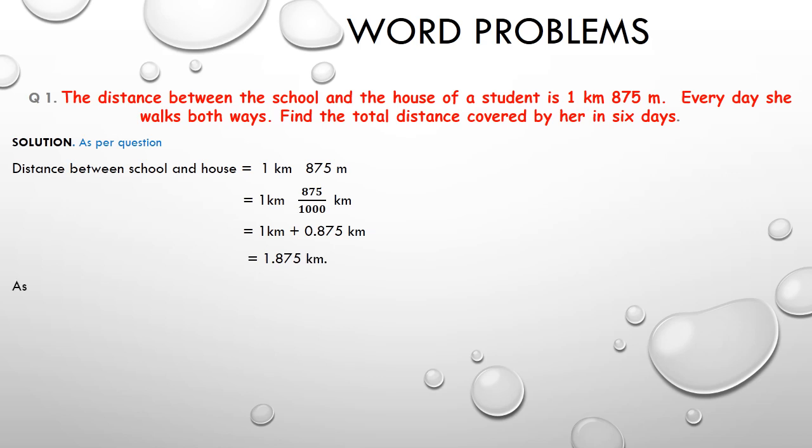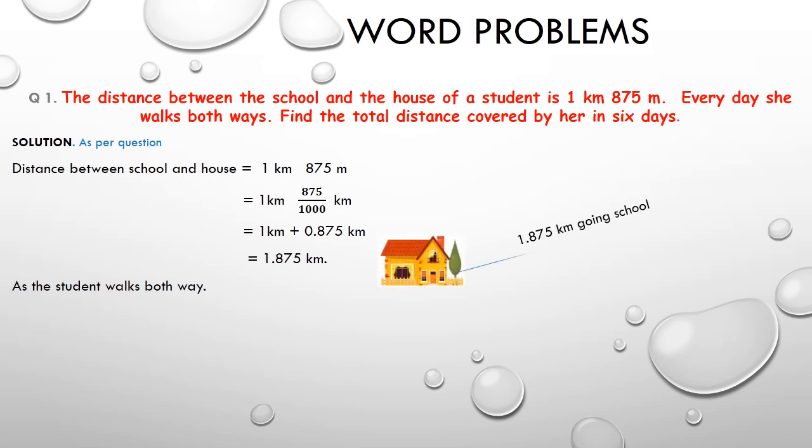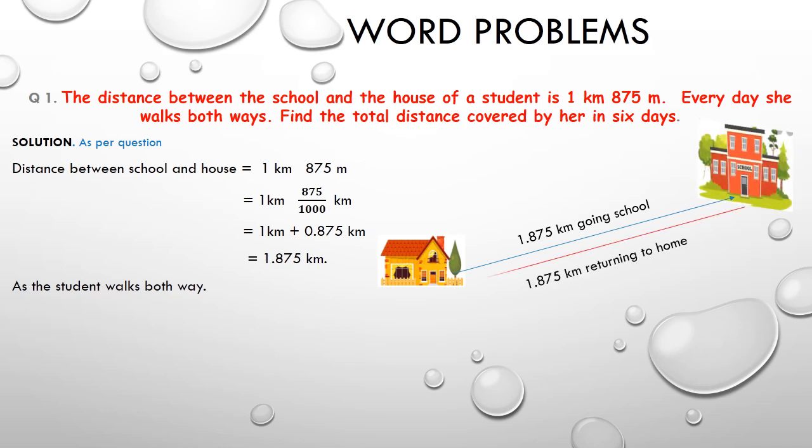As per the question, the student is walking both ways. So here is the house and she is walking 1.875 kilometer to school, and after school again she is walking 1.875 kilometer to her house. So she is walking the same way two times. So the distance traveled by her in a day we will multiply by 2. So 2 multiplied by 1.875 kilometer will be 3.750.